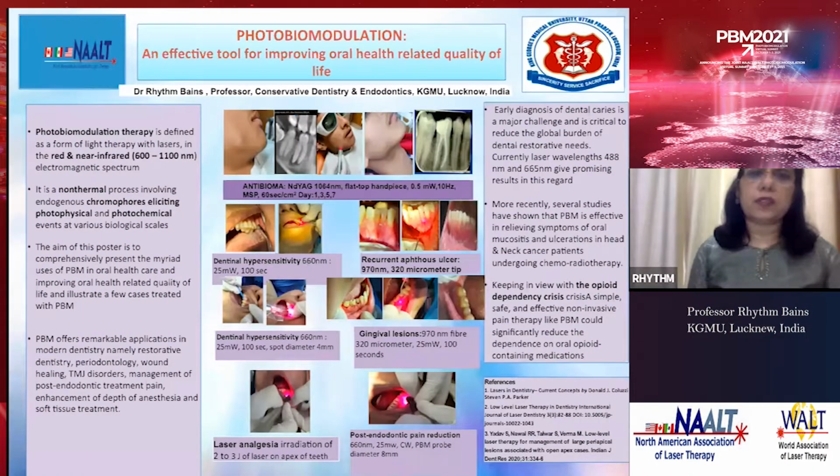Greetings, I'm Dr. Rhythm, professor in the Department of Conservative Dentistry and Endodontics in King George's Medical University, Lucknow, India.